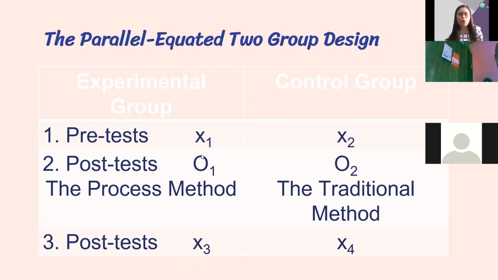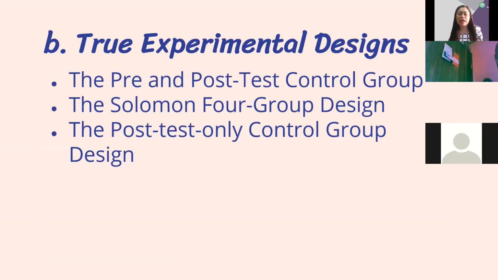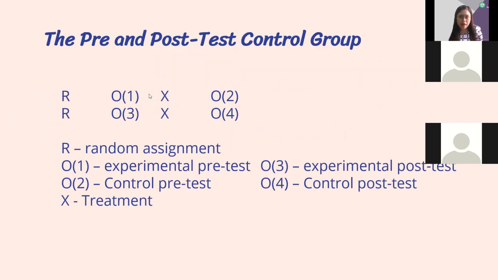Okay? So, that's for the pre-experimental research design. They are still experimental, pero you cannot call them true experimental. If you want your study to become a true experimental design, you have to choose one from the following: the pre- and post-test control group, the Solomon 4 group design, and lastly, the post-test only control group design. Let's look at them one by one.